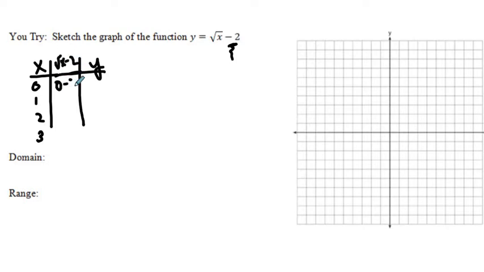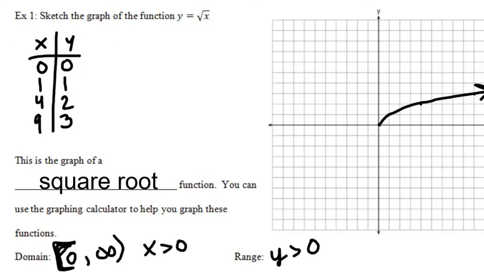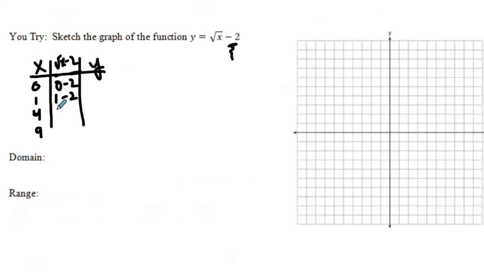So 0 minus 2. Square root of x is 1. I'm going to do minus 2 there. The square root, oh, I messed up here. I didn't mean to do 1, 2, and 3. I meant to do 1, 4, and 9, similar to what we did on the last table. There we go, 1, 4, and 9. The square root of 4 is 2. The square root of 9 is 3. And we're going to subtract 2 from each of those as well. We're going to end up with negative 2, negative 1, 0, and 1 for our y values.